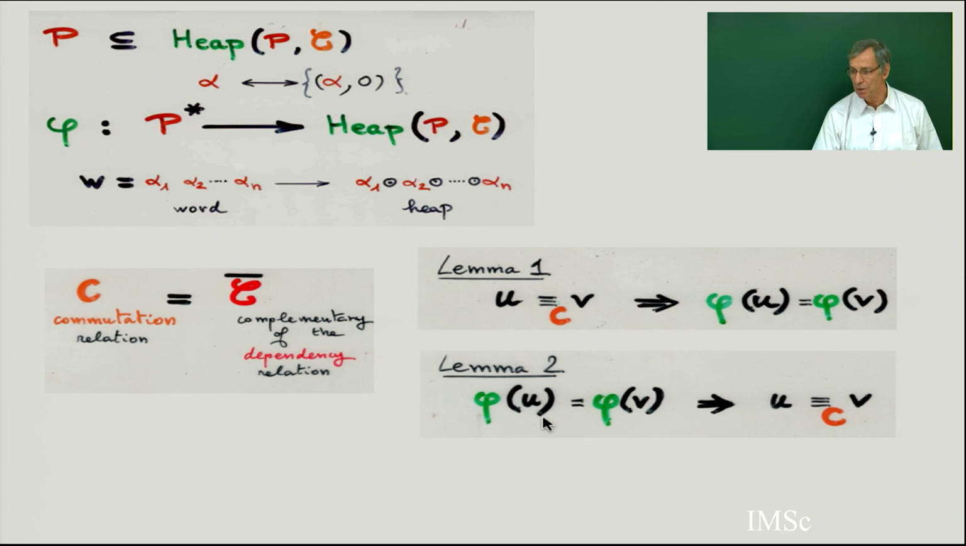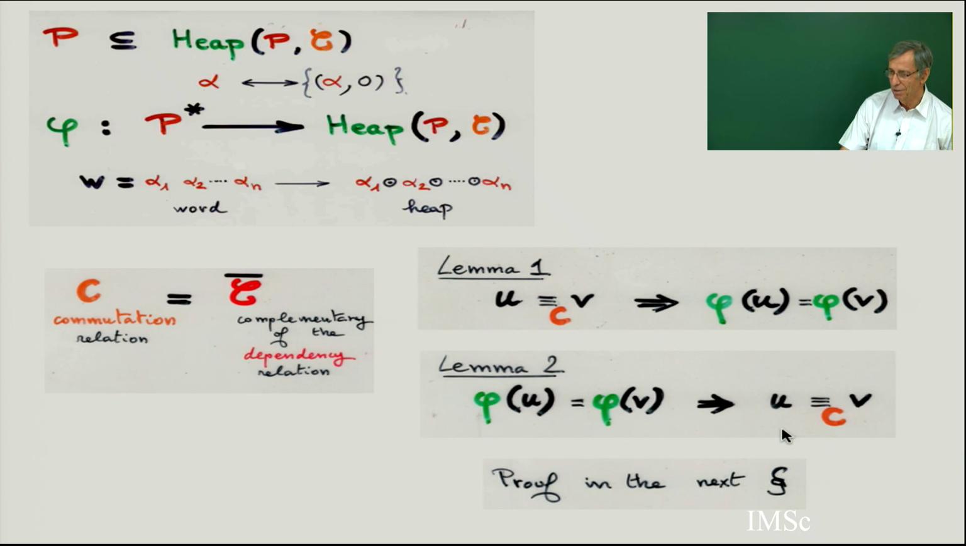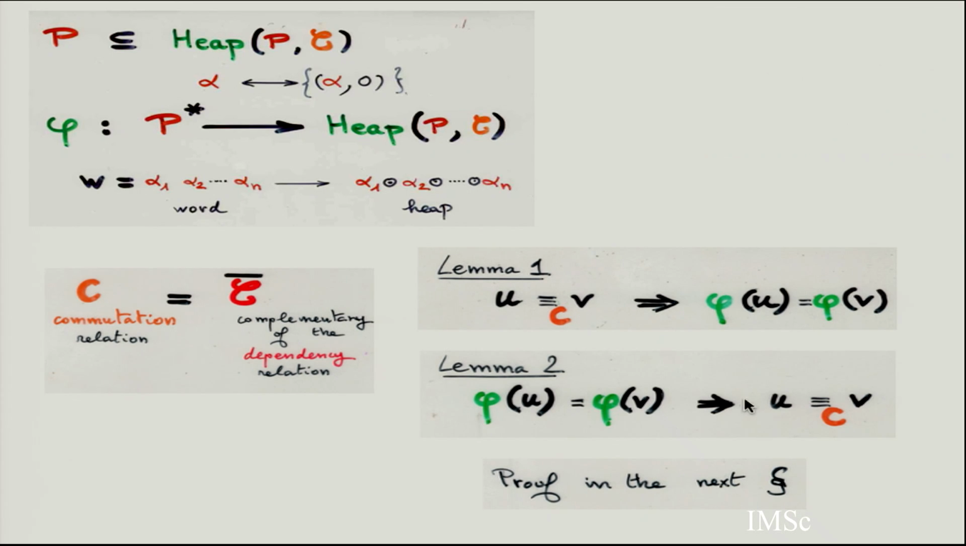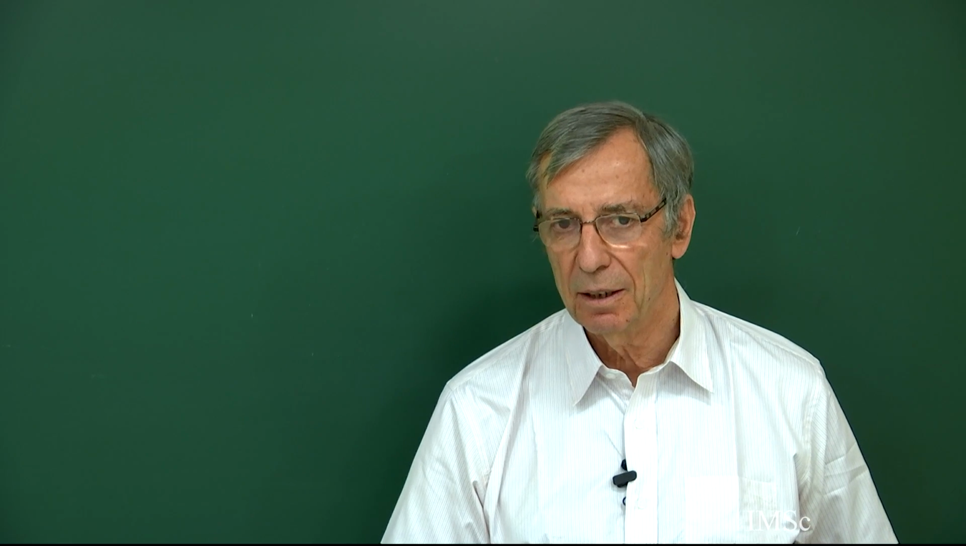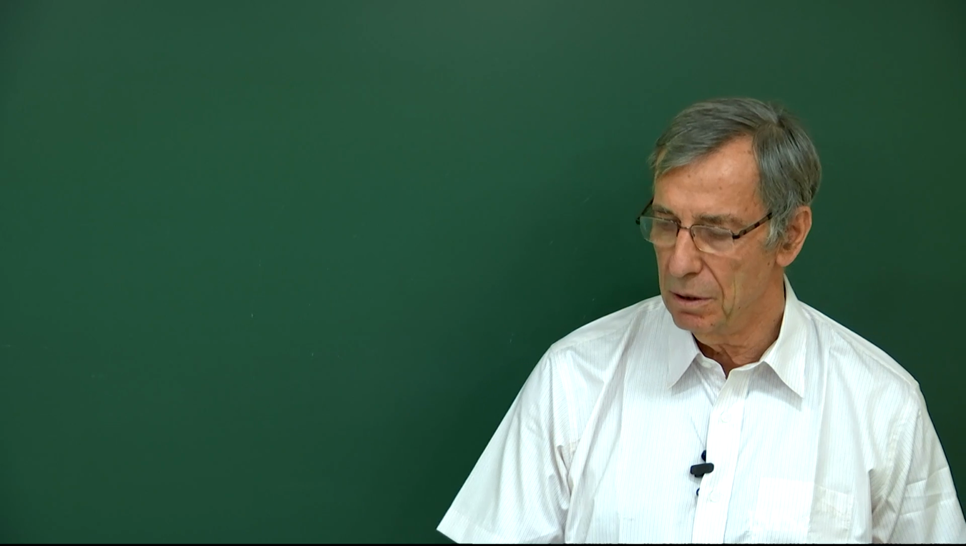Now, lemma 2, the reverse, is that if two words of the free monoid P star give the same heap, then they are equivalent for the commutation relation. And the proof is in the next section, which will be the next lecture. I need to prove the so-called Cartier-Foata normal form of a class, of a word, and this is not totally obvious to prove the reverse. So from these two lemmas, whose proof will be given in the next lecture, I can state the following definition.